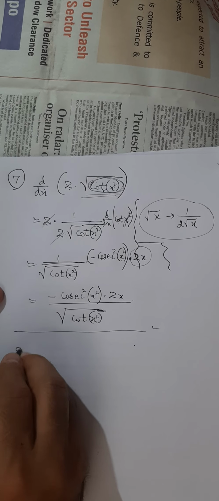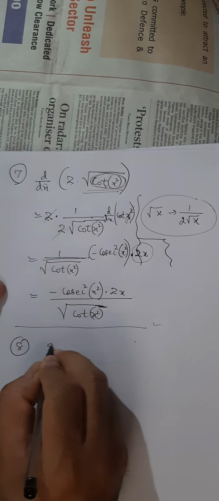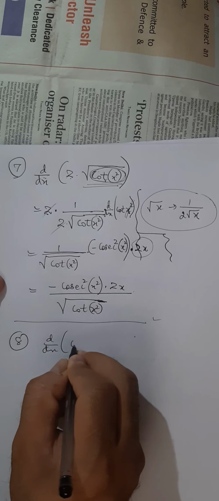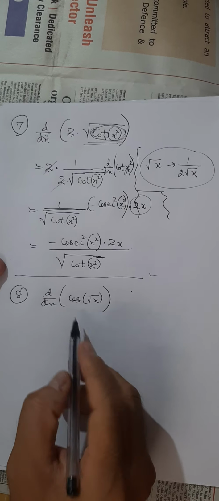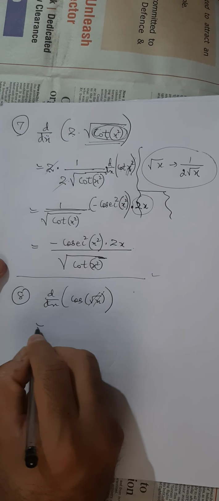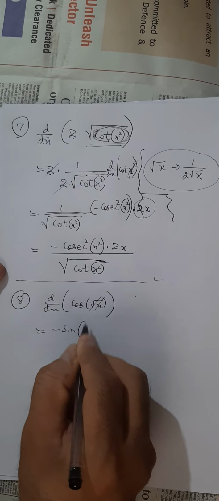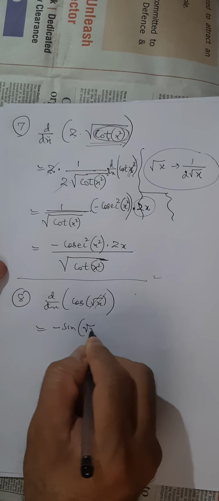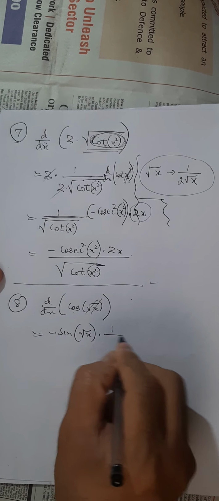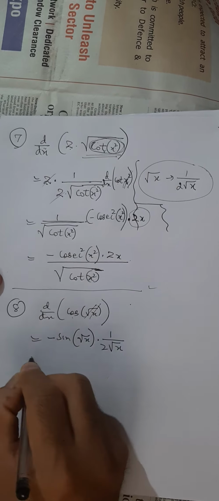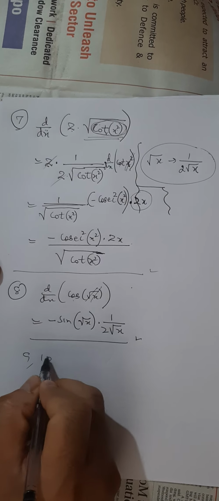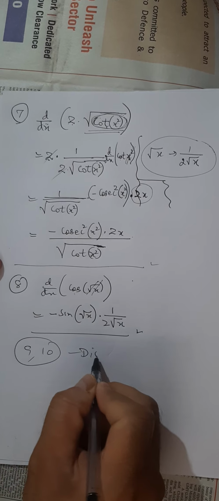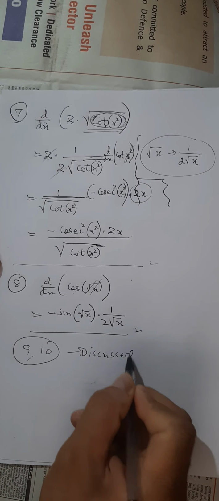The last, eighth one, you need d by dx of cosine of root x, which is too simple now for you. Imagine this as x. What's the derivative of cos? Minus sine of root x as it is, and by chain rule derivative of root x, which is 1 upon 2 root x. Okay. Ninth, question number 9 and 10 we already discussed in the earlier session. These two questions were discussed.